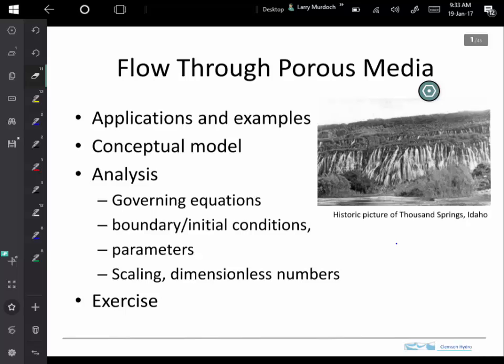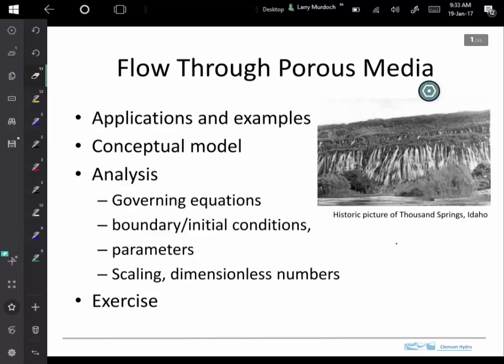Okay, so the topic for this week is flow through porous materials. And what I want to do in lecture is really highlighted here. We'll start off with some applications and examples and just show you why we would be interested in understanding flow through porous media. And then we need to come up with a way to analyze it. So we'll start with a conceptual model about that.